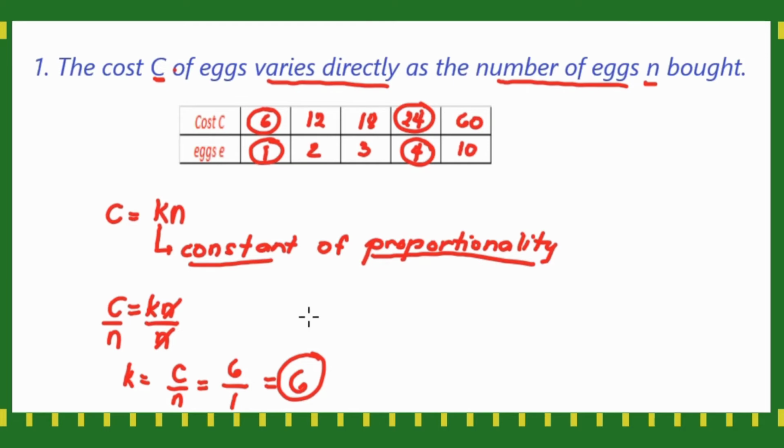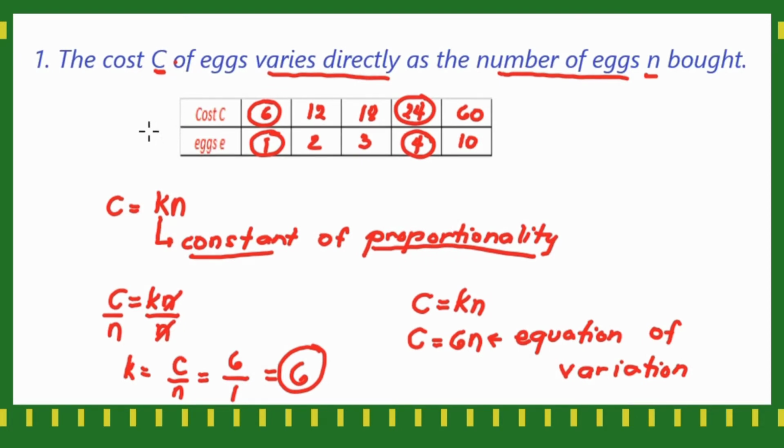Now, para makuha mo naman ang constant of variation, just get the original equation which is C is equal to KN. And then we have C which is equal to, ang K natin is 6. So we will just replace it with 6. So we have 6N. This is what we call the equation of variation. With this one, N is the independent variable and C is the dependent variable.